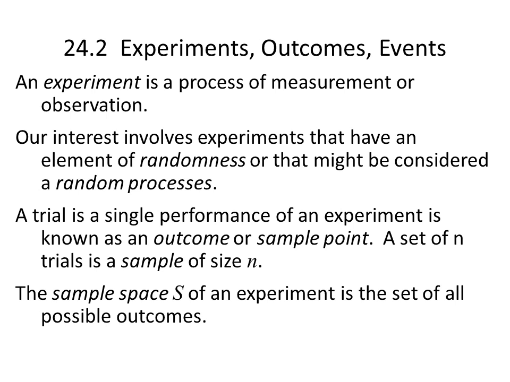In section 24.2, we're going to look at experiments, outcomes, and events. An experiment is a process of measurement or observation. Our interest involves experiments that can have an element of randomness or that might be considered a random process. And some things that you might not think of as random have a component of randomness in them that would make them valid things to consider as random processes.